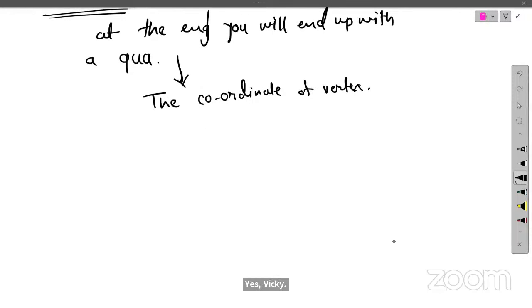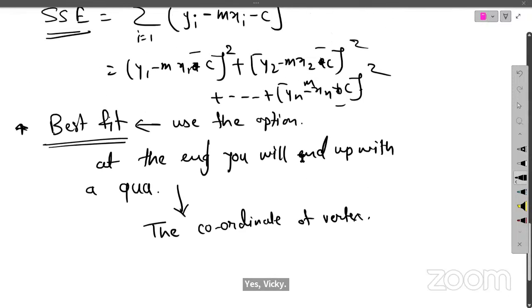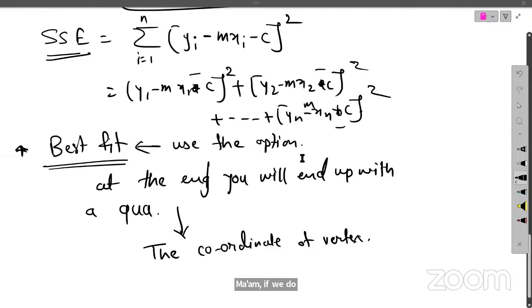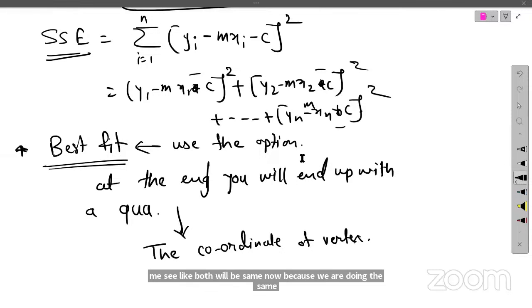Ma'am, if we do y minus mx plus c or mx minus c, both will be the same because we are doing the square, so it doesn't matter. Okay, thank you.